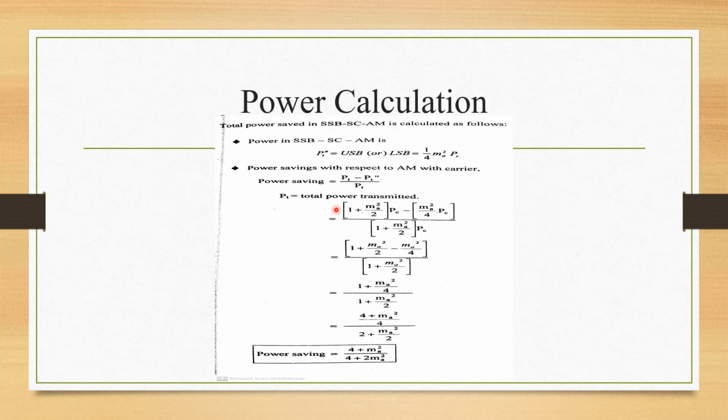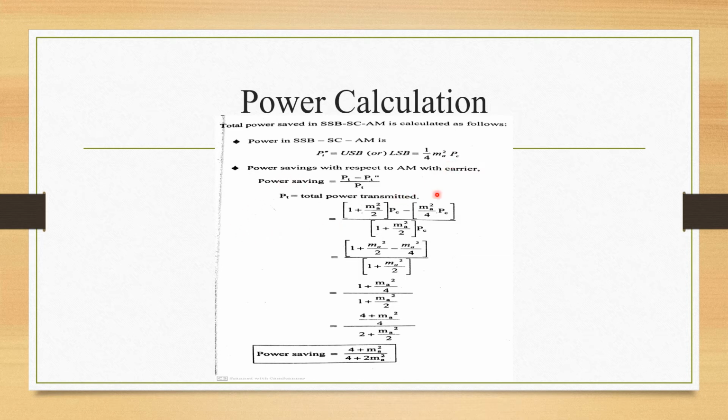Now let us see the power calculation of SSB AM. The total power is given as PT. When we speak about power, we already know that one of the sidebands is suppressed, so we can consider either USB or LSB. If one sideband is there, the value is 1 by 4 ma square Pc. Here Pc represents the carrier power and ma is our modulation index.